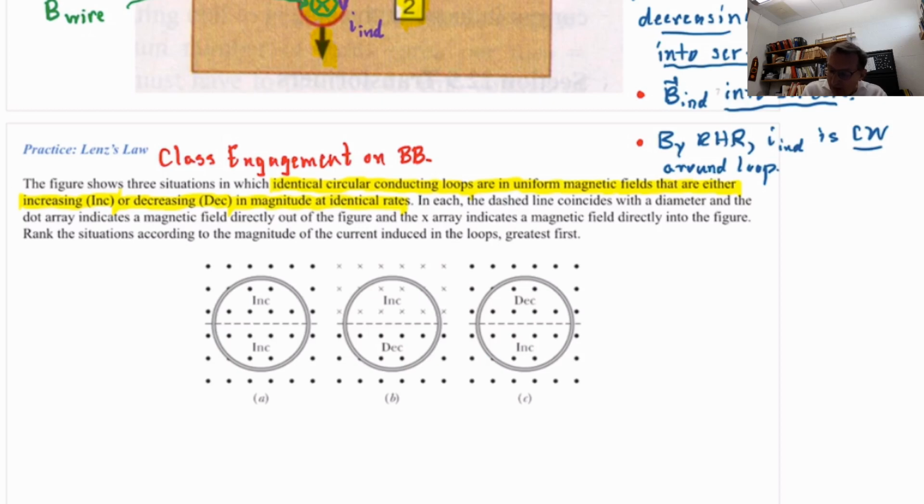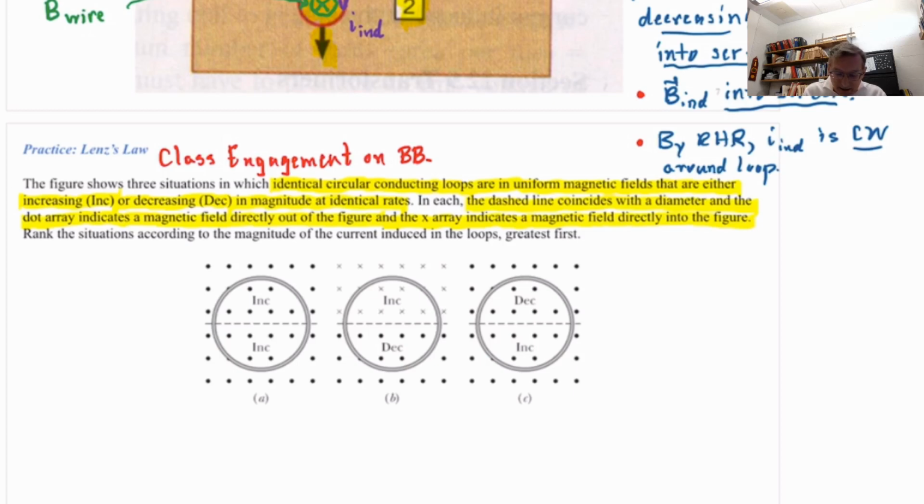In each situation, the dashed line coincides with the diameter. See the dashed line going right down through the middle? And the dot array indicates a magnetic field directly out of the figure, and the X array indicates a magnetic field directly into the figure. So in A, in both the upper half and the lower half, I have a magnetic field out of the screen, increasing. In B, in the upper half, I have a magnetic field into the screen and increasing. And in the lower half, I have a magnetic field out of the screen and decreasing. And in case C, in the upper half, I have a magnetic field out of the screen and decreasing. And in the lower half, I have a magnetic field out of the screen and increasing.